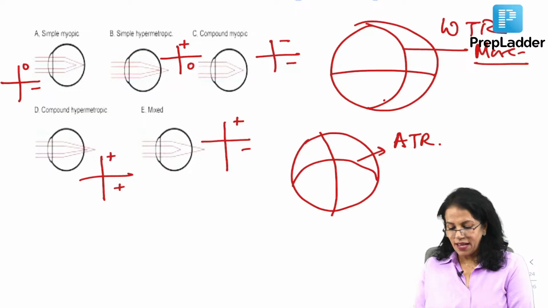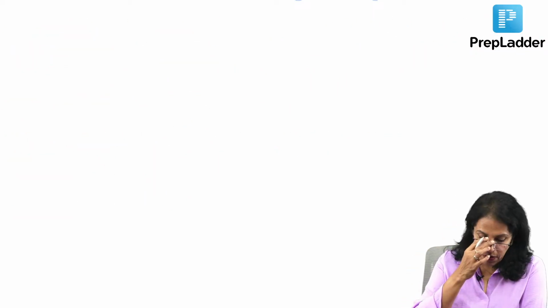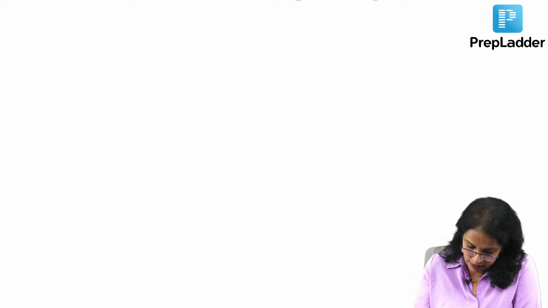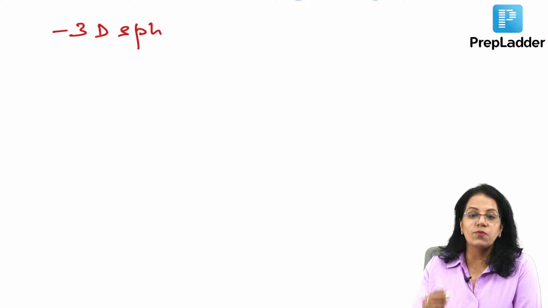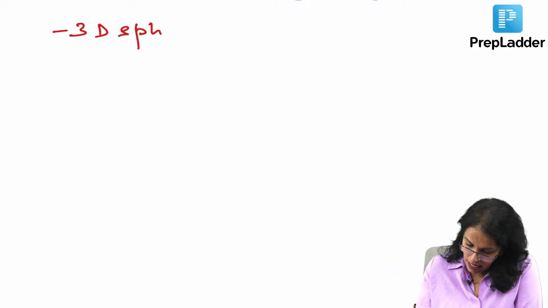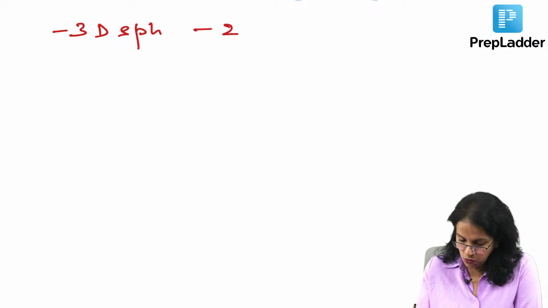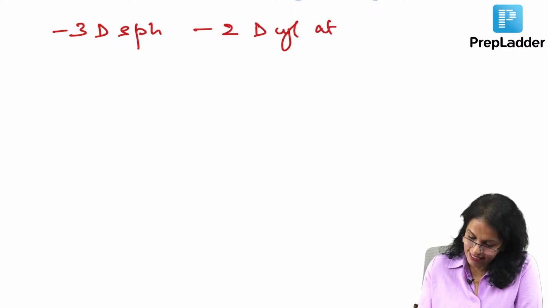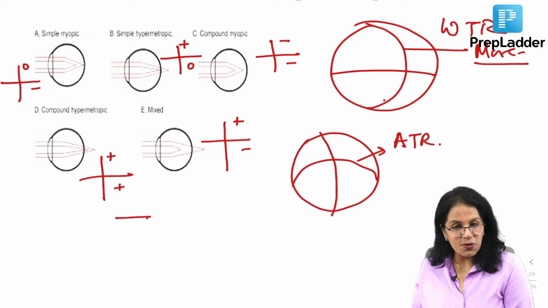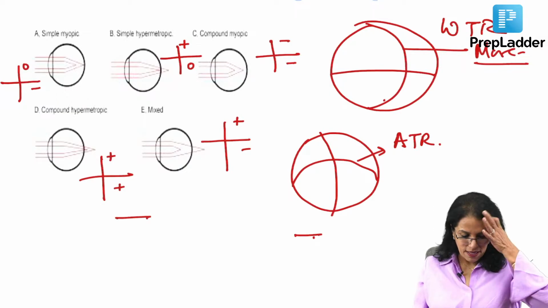Okay. So, very quickly, because it is very important, very frequently asked in the exam, I am going to ask you this. We will quickly revise what is the type of astigmatism. Minus 3 diopter spherical, and minus 2 diopter cylinder at 90 degree. How do you solve it? What is the type of astigmatism based on these two classifications? Tell me.